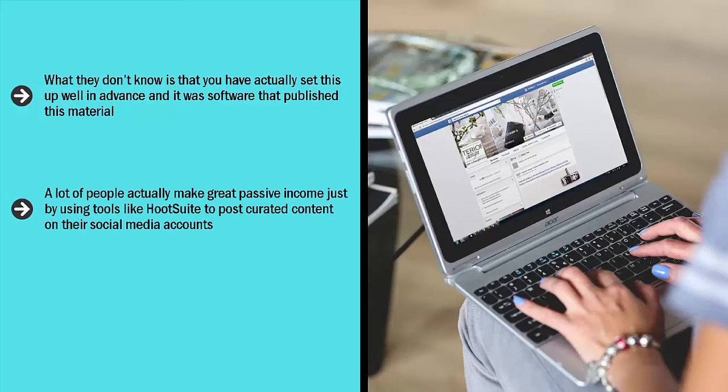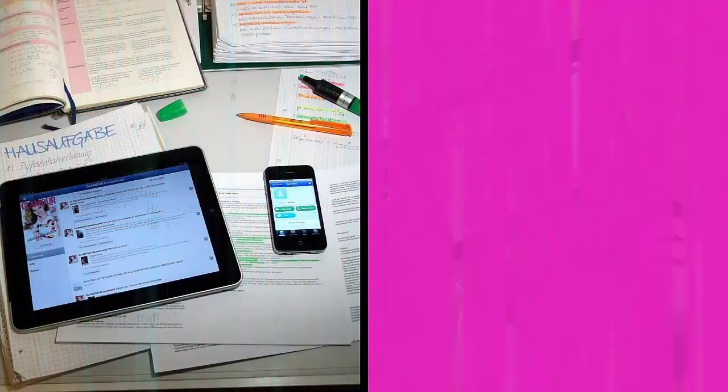A lot of people actually make great passive income just by using tools like Hootsuite to post curated content on their social media accounts. These then drive traffic to their mailing lists. These lists are then automated to send offers at specific times. The owners and operators of these systems just sit back and collect cash. I know, sounds pretty awesome, but you have to have a system as well as a clear plan in order to pull this off. When to republish.